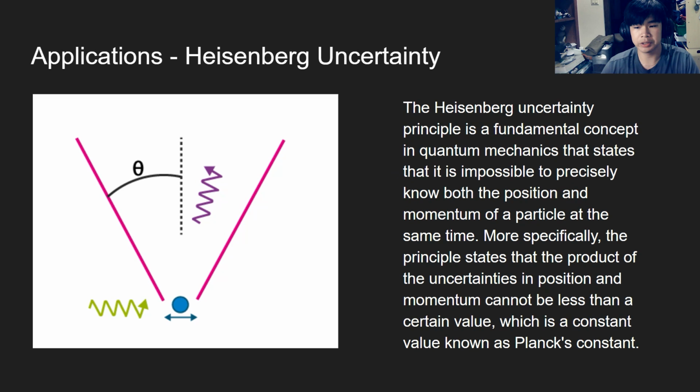Specifically, if we measure the position of a particle with high precision, then the Fourier transform of the wave function describing the particle will have a wide spread of momenta, indicating a high degree of uncertainty in the momentum. Conversely, if we measure the momentum of a particle with high precision, then the Fourier transform of the wave function will have a wide spread of positions, indicating a high degree of uncertainty in the position.